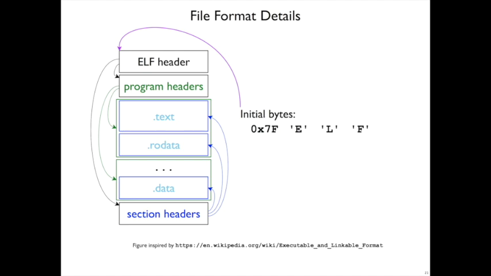Let's look at more details about the ELF file format. The ELF header is always at the very beginning of the file, so starting at byte 0 of the file. And that header itself always starts with these 4 bytes: hex 7F, followed by the character E, the character L, and the character F.